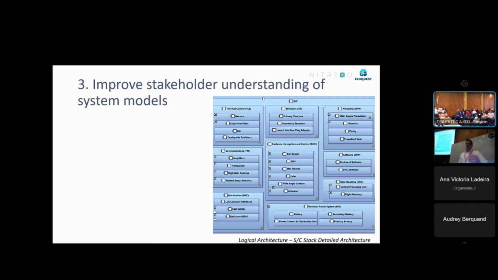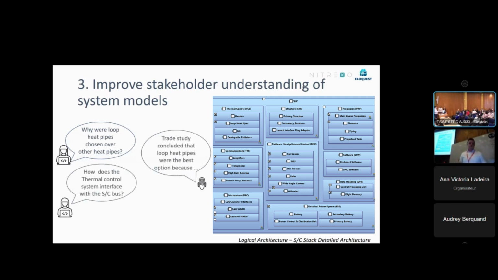This is an example of a somewhat complex logical architecture of a spacecraft. You can see there's lots of elements there, and lots of links between them. So let's use a large language model to help the stakeholder understand and comprehend what the diagram is showing. In this case, we're asking something from the trade study: why did we choose loop heat pipes over other heat pipes? So we can interrogate in that sense. Or we can ask how the thermal control system interfaces with the spacecraft bus.